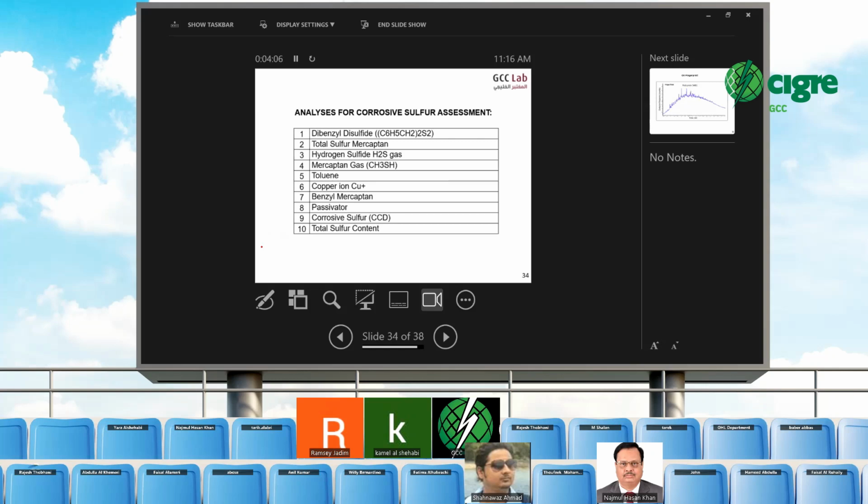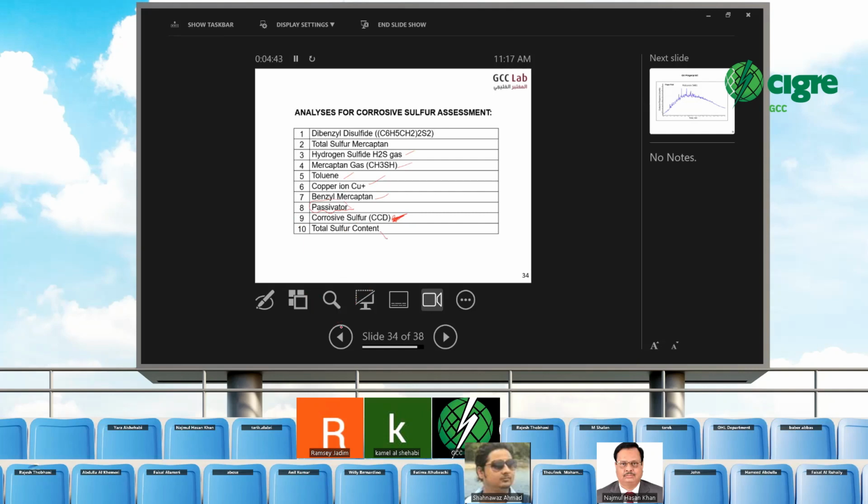What you need is to control your corrosion. DBDS, of course. Total sulfur and mercaptan you need as a total. Hydrogen sulfide gas, mercaptan you need also as a gas. Toluene, copper ion, benzyl mercaptan, passivator, whether you use passivator anti-corrosion or not. Corrosive sulfur test, this is for corrosion. This is also important: we take the oil and keep it inside with copper in the oven for 3 days at 150 degrees and see if it's corrosive or not. This is very important also.